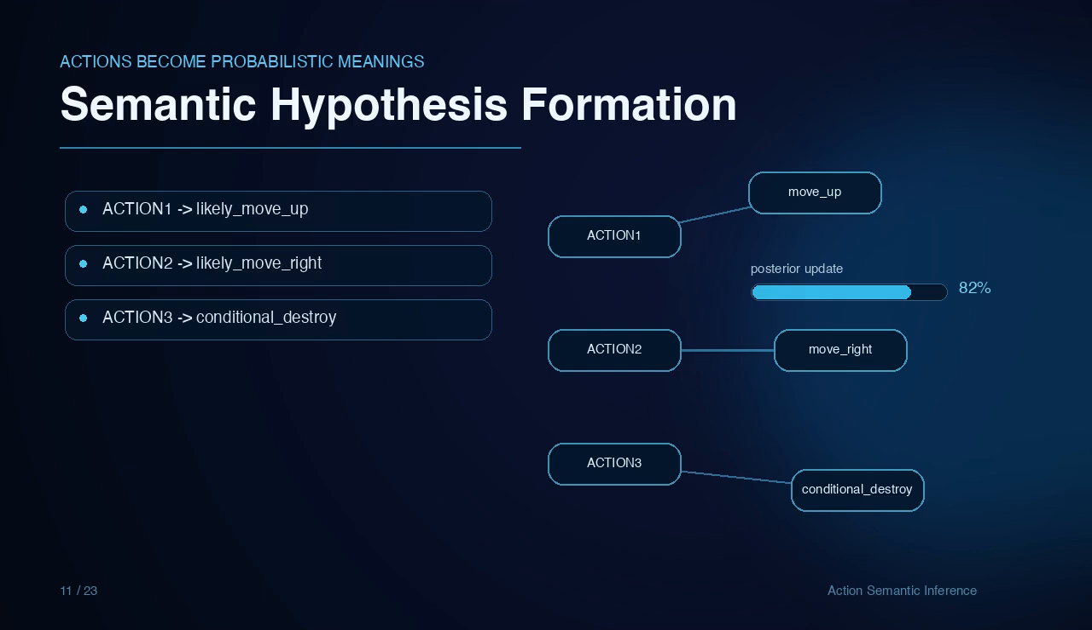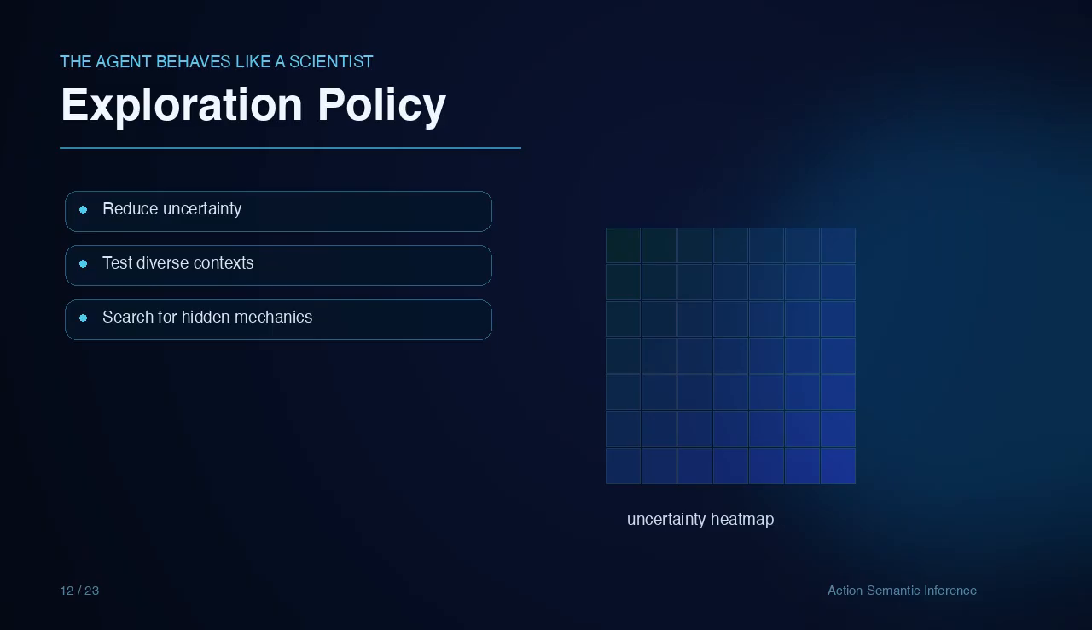Once a semantic pattern becomes reliable, ASRA stores it as memory. Move up, move right, conditional destroy, context-gated interaction. These are not isolated observations. They become reusable abstractions. In a new environment, memory can propose priors while exploration tests whether those priors still hold.